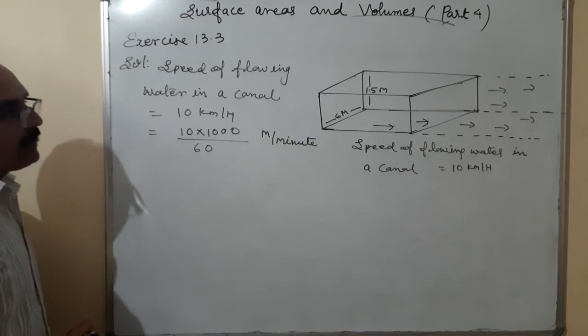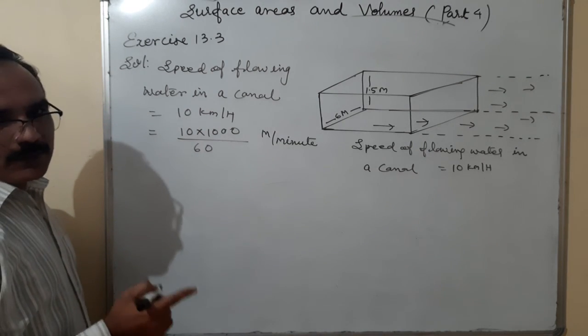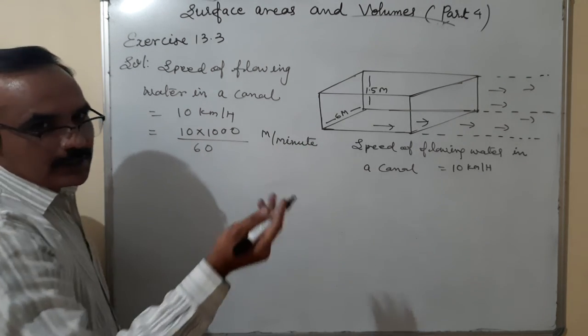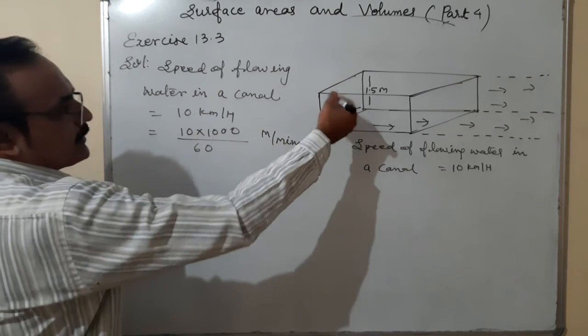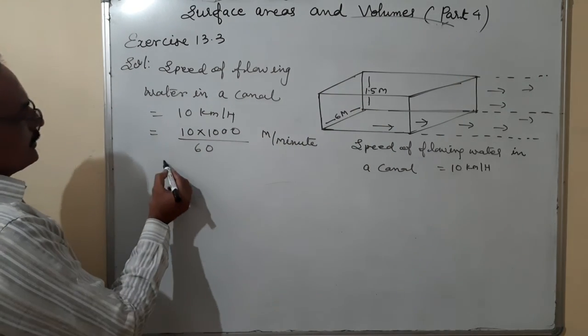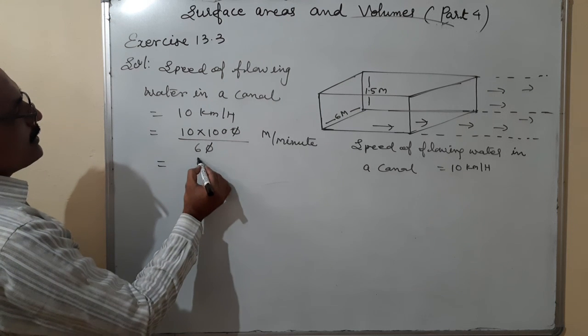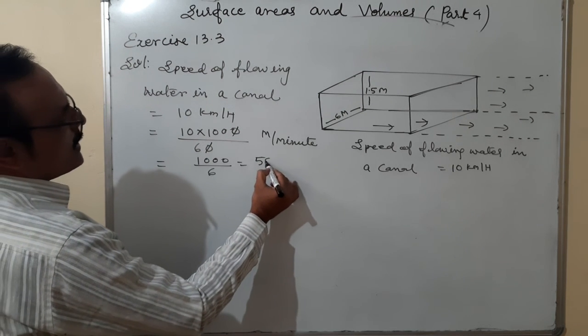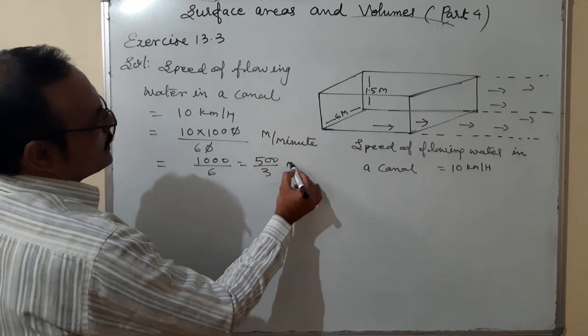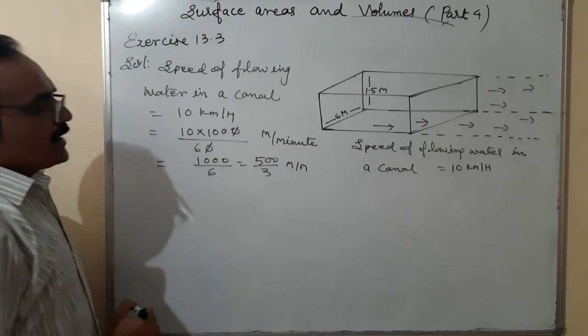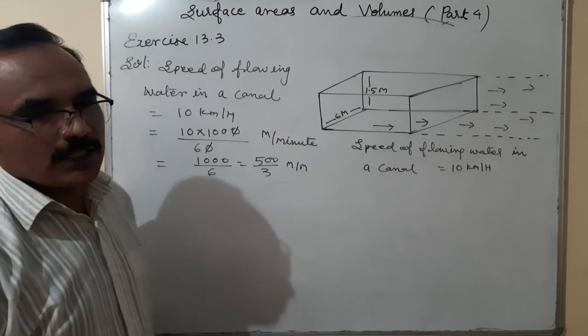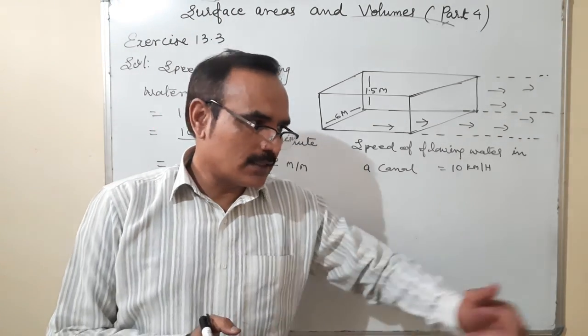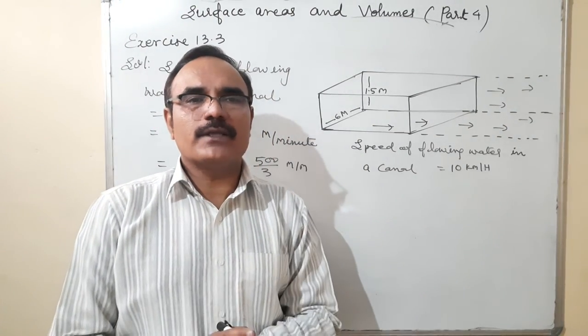Is it okay? I have not converted to meter per second, but meter per minute, because here we need 30 minutes. And the other units are given in meter. 10 cancels, it is coming 1000 upon 6. That means it is 500 upon 3 meter per minute. And 500 upon 3 meter per minute, what does it mean? In 1 minute, the length of the water blockage is equal to 500 upon 3.